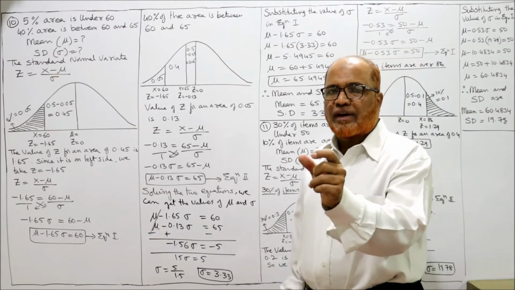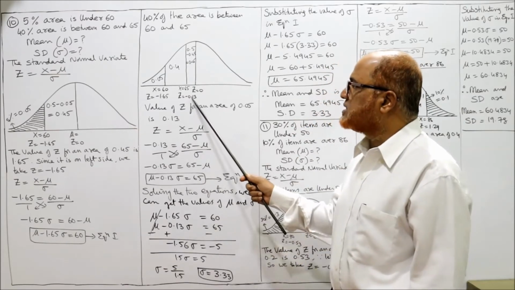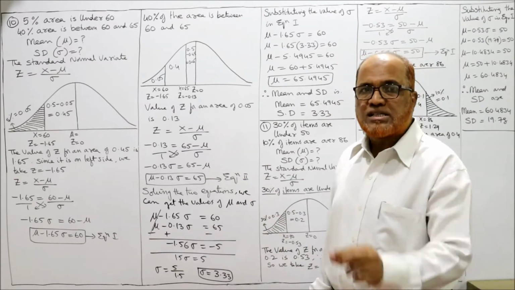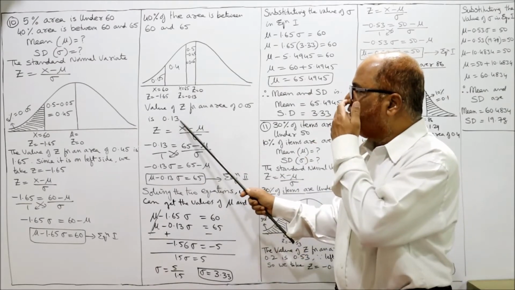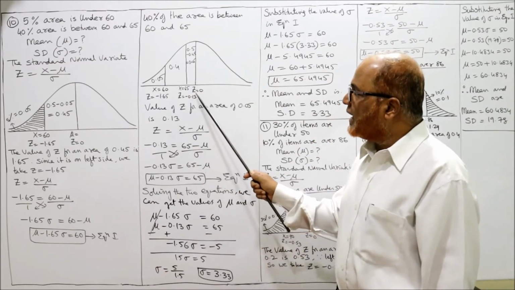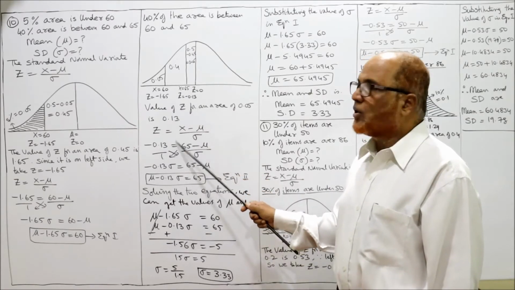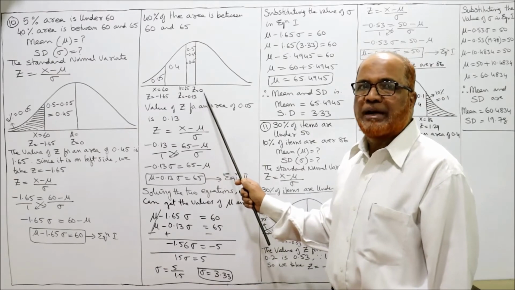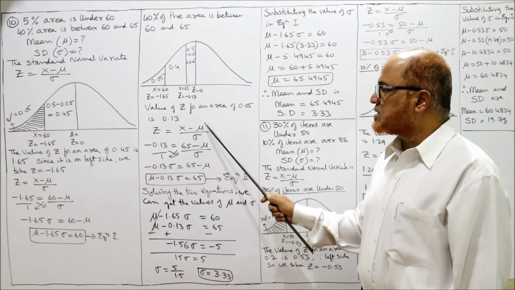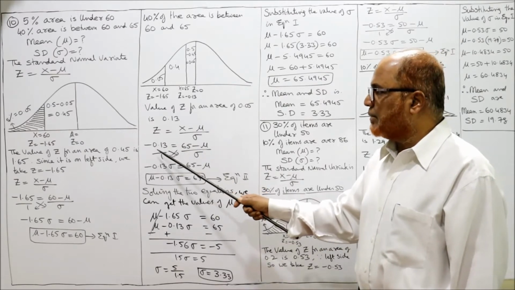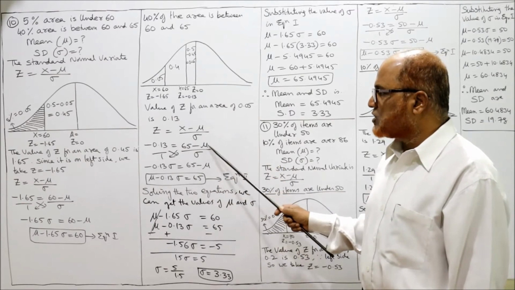Again, area 0.05: in which row and which column will it come? If you search, you will get 0.01 under 3, you will get 0.05. So the value of z we got is 0.13. Again, this is on the left hand side, so we have to write minus 0.13, because the z value is left hand side of the mean. So z is equal to x minus mu by sigma. In place of z, I am taking minus 0.13, is equal to x is 65 minus mu divided by sigma.